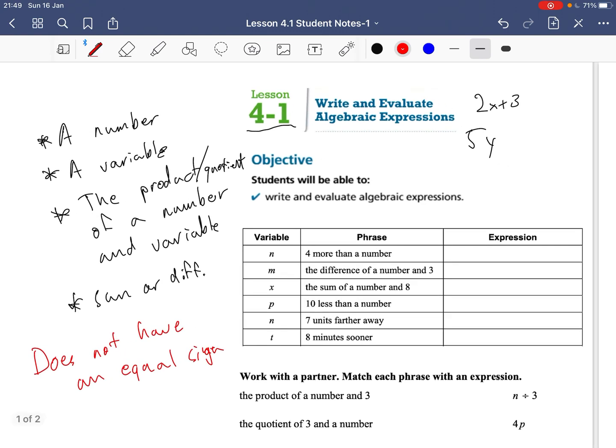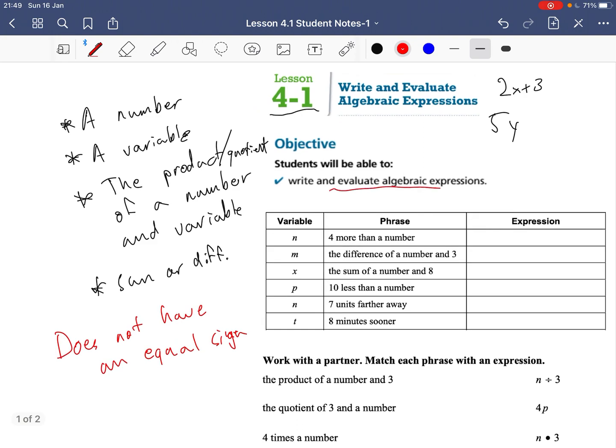So we're going to look at how to write and evaluate algebraic expressions. We're going to go ahead and look at these phrases here using these variables and writing out the expressions. I believe a lot of you should be able to do that now. So pause the video, do that on your own. All right, now I'm going to go ahead and talk through this.